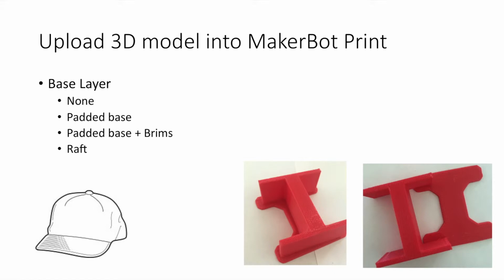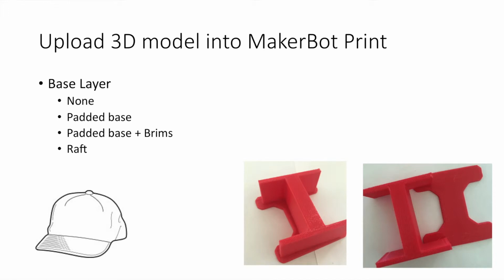You can choose to have no special base layer, a padded base, and so that's going to be a thicker plastic laid down to help adhere to the build plate. You could also do a padded base with a brim. To conceptualize a brim, consider the brim of a hat. It is more filament that's laid down around the object in order to help it adhere to the build plate. And lastly, you can have a raft, which will lay down multiple layers on the build plate, and your item will begin printing on top of those layers.